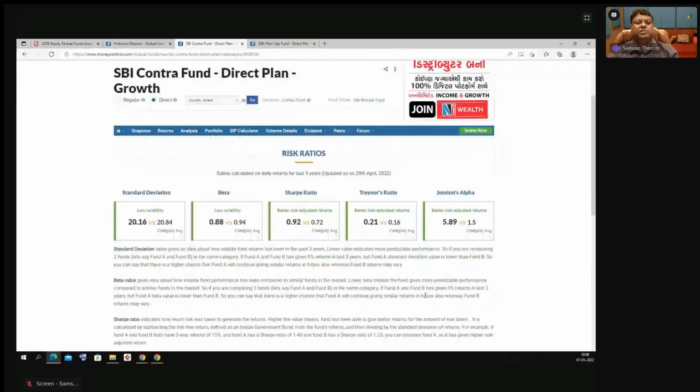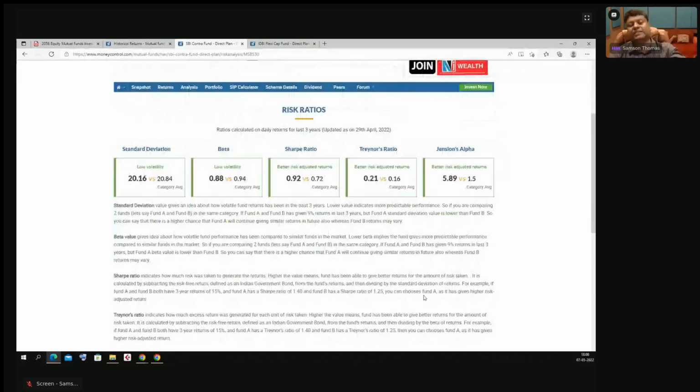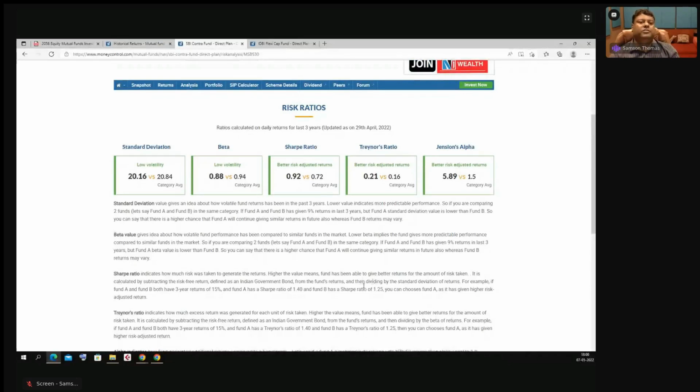So alpha means the fund itself is doing something much better than the benchmark, and much better than the category, and that's why they are doing something better. That's why the alpha is showing such a high number.